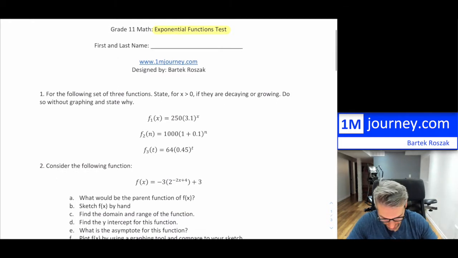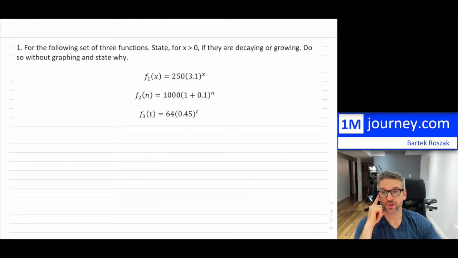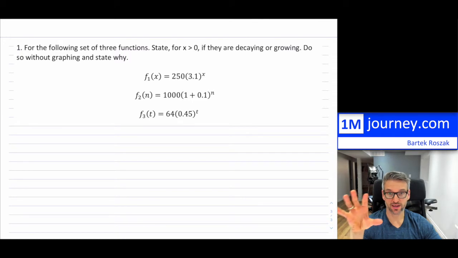Question 1. For the following set of 3 functions, state, so we have a restriction here, x is greater than 0, if they are decaying or growing, do so without graphing and state why. This is a pretty interesting question. It's not a very hard one, and you should be able to grasp it rather quickly if you understand exponential functions and which ones decay and which ones grow.